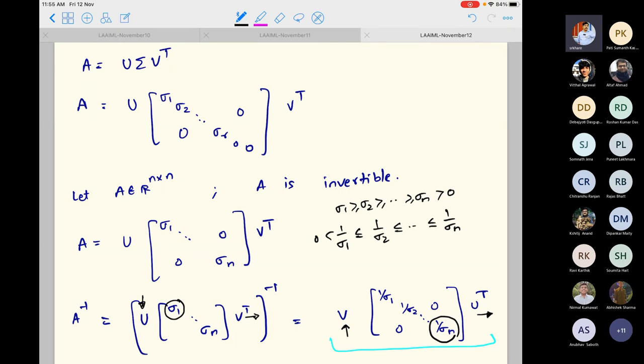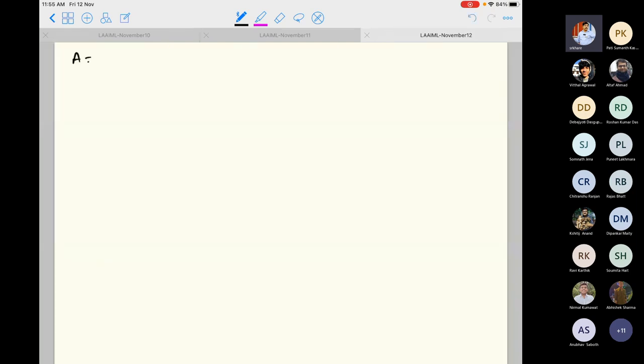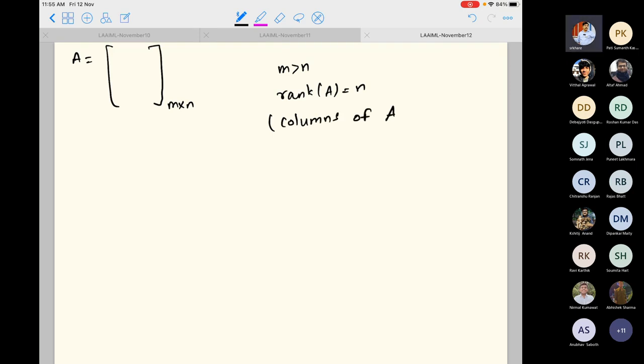And now I can generalize this concept to the case when A is a tall matrix. Suppose A is a tall matrix. It's M by N and M is greater than N, and we will assume that rank of A is equal to N, which means that columns of A are linearly independent. Columns of A are linearly independent.